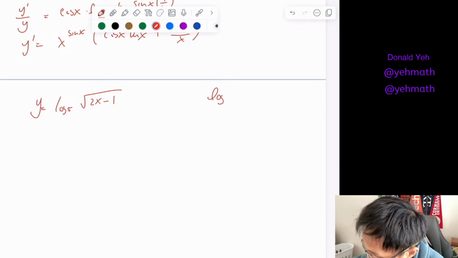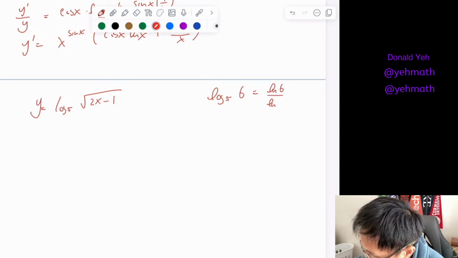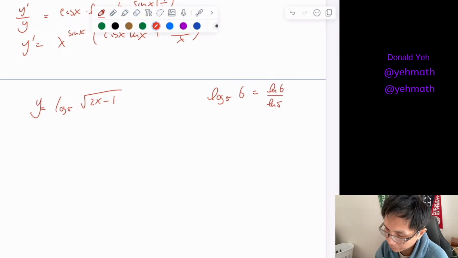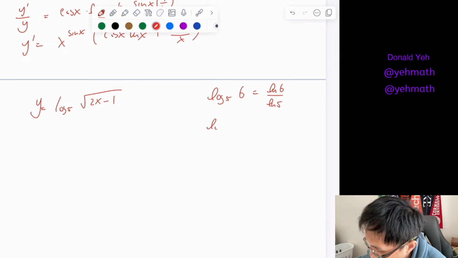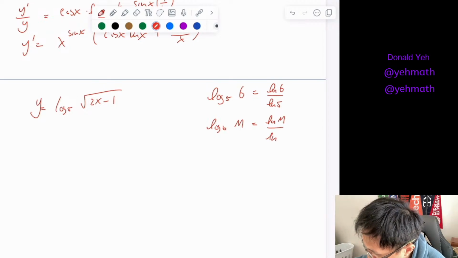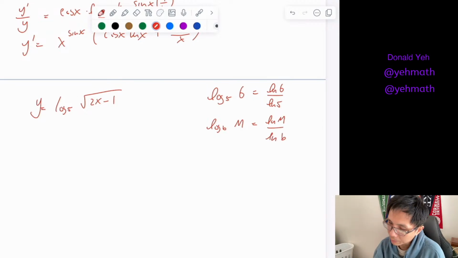So let's just say if I have log base 5 of 6, that's equal to natural log of 6 over natural log of 5. And that's called the changing base equation. So it's natural log of m over natural log of b. Now remember, it's natural log of m over natural log of b. It's not natural log of m over b. There's a significant difference between the two.